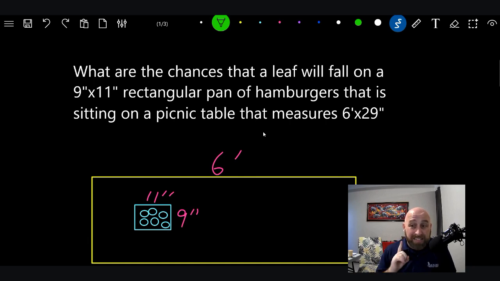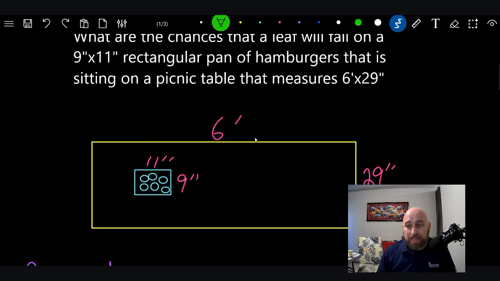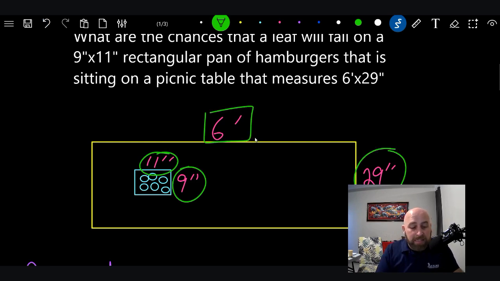All right, so the first thing I like to do, it's not a requirement, is draw a picture, and here are my hamburgers. Doesn't that look yummy? Little blue hamburgers, yum. It says that the pan of hamburgers is 9 inches by 11 inches, 9 by 11, okay? So there are hamburgers inside of that dish. Then it says that the hamburgers are sitting on a picnic table that measures 6 feet. Now, you've got to realize that these were in inches, and now we're in feet, by 29 inches.